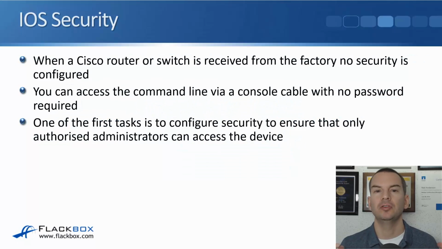In this lecture, you'll learn about configuring basic security on your Cisco routers and switches by configuring passwords at the line level. When you first get a router or switch from the factory, you take it out of the box, you can connect it with a console cable and you can immediately start configuring it. There's no password required. When you deploy that router or switch into your production environment, you want to make sure that it's only authorized administrators that can get on there. You don't want anybody else trying to make any changes. So we're going to configure security to ensure that.